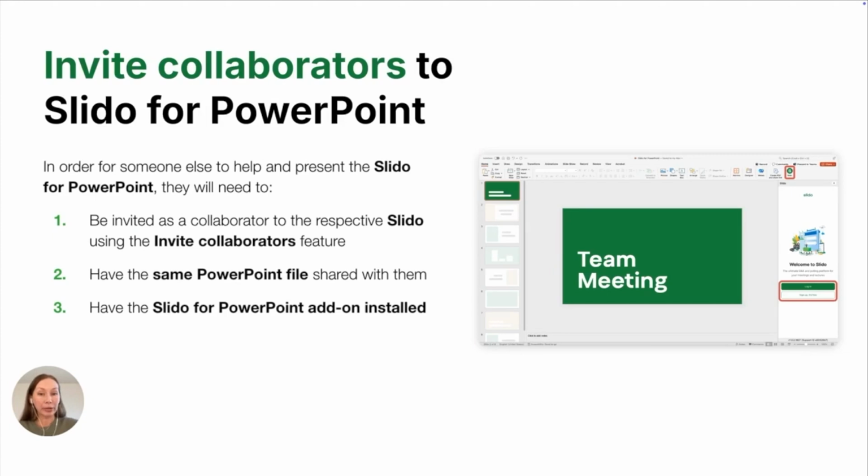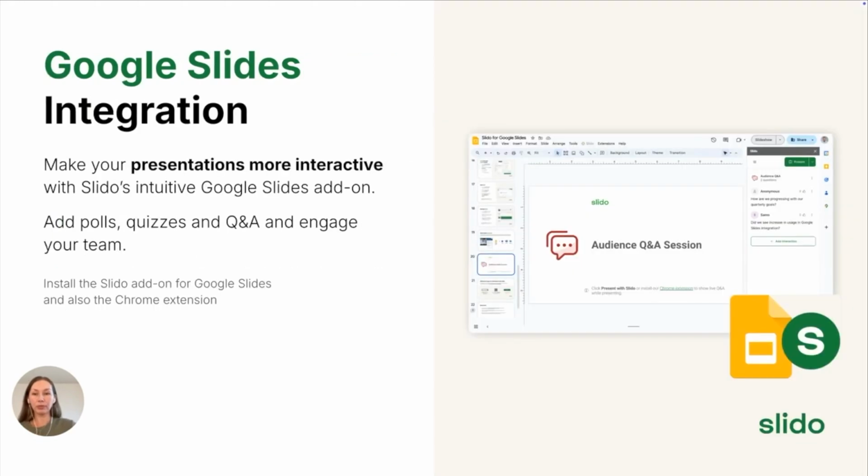You can even collaborate with others and allow them to present using Slido for PowerPoint. In order for someone to help present, they will need to be invited as a collaborator, have access to the PowerPoint file, and they will need to make sure that they have the PowerPoint integration installed on the presenting computer. So any computer that will be doing presenting with PowerPoint will need to have the integration downloaded.